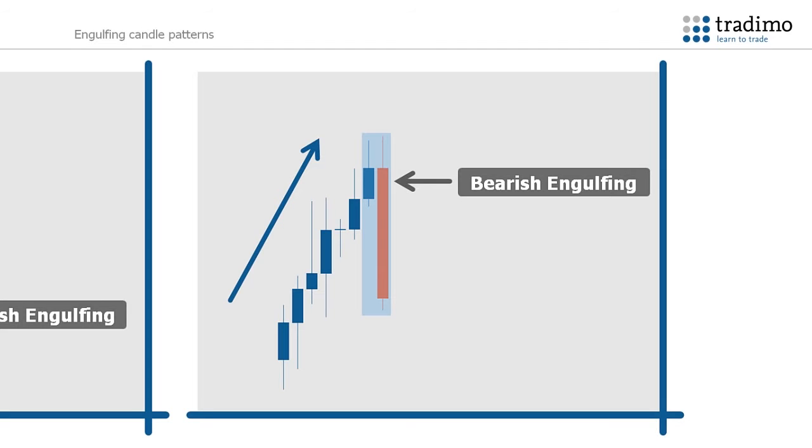And finally, the second candlestick body must be opposite in color to the first candlestick body. For example, if the first candlestick is bullish, the second candlestick must be bearish.